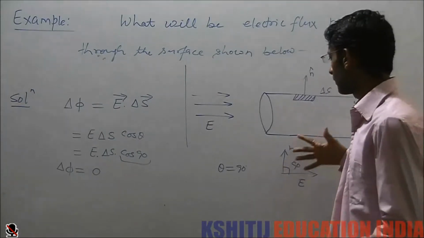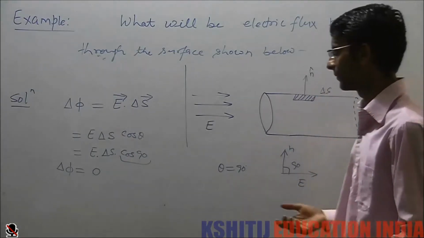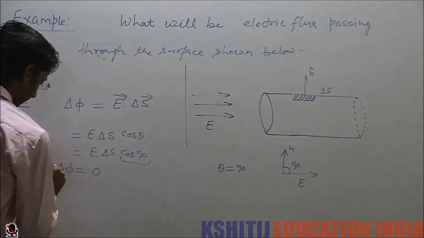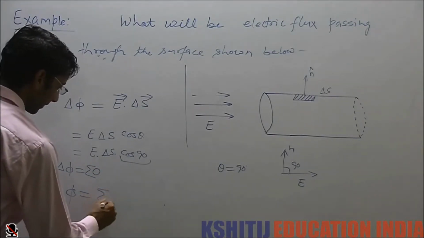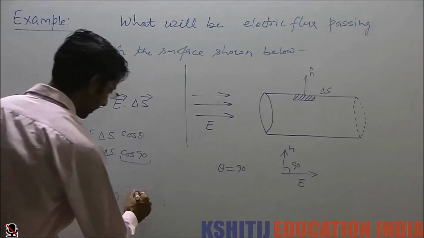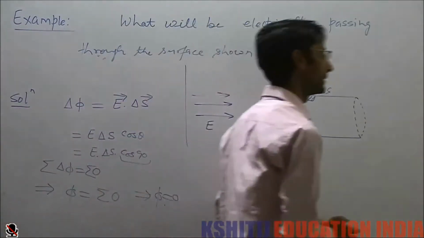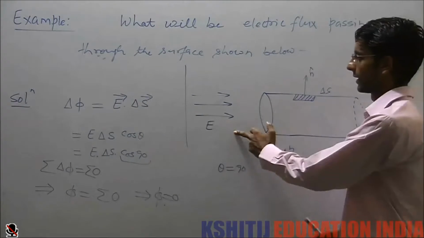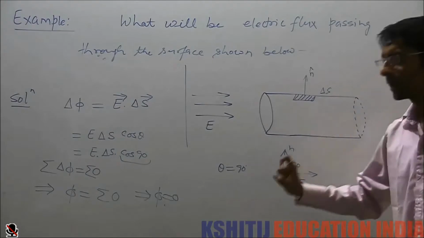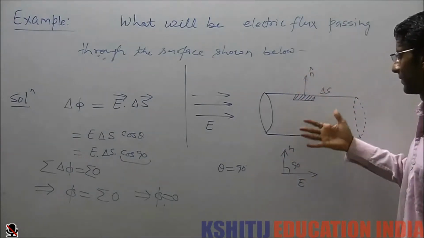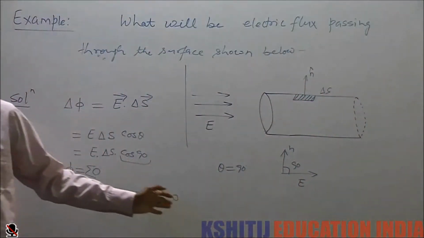To find out the flux passing through the complete surface area, we can add this or integrate. So the total flux will be the summation of 0. We can keep on adding 0 any number of times, our answer will remain 0. So 0 will be our answer for the electric flux passing through the surface. Here, in fact, we have no electric flux passing through the curved surface of the cylinder.